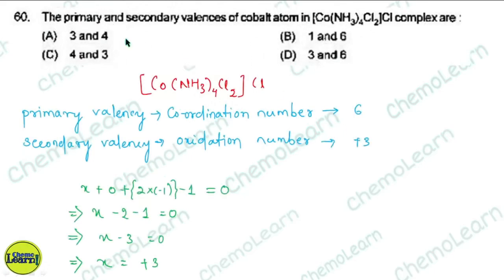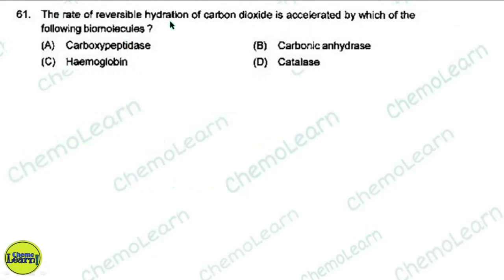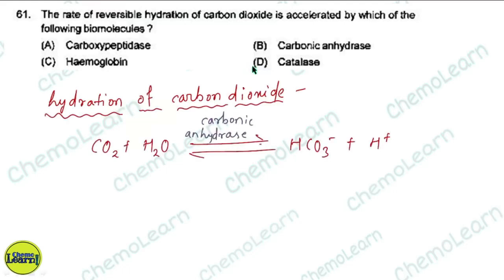The rate of reversible hydration of carbon dioxide is accelerated by which of the following biomolecules? Carboxypeptidase, carbonic anhydrase, hemoglobin, or catalase. So the rate of reversible hydration of carbon dioxide, that means CO2 and H2O, they will form HCO3 minus and H plus. So it is catalyzed by carbonic anhydrase.